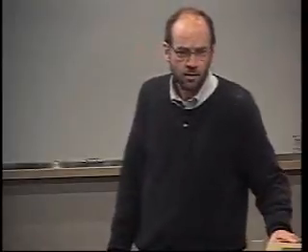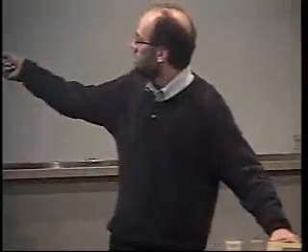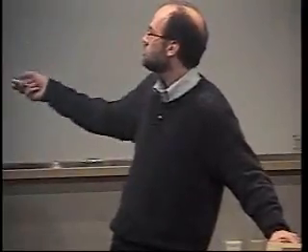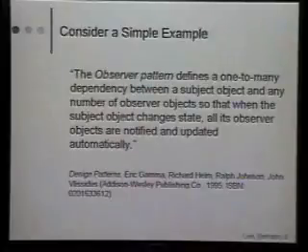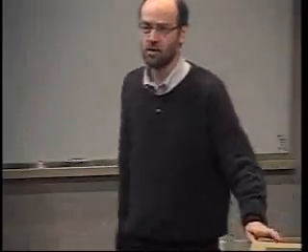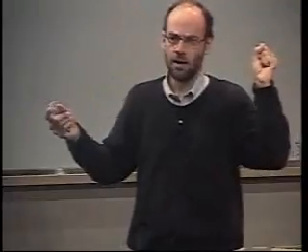It has essentially a catalog of a bunch of very commonly used design patterns in object-oriented software. And one of the very first and simplest patterns in the book is the so-called observer pattern. This is a direct quote from the book, which describes it as a one-to-many dependency between a subject object and any number of observer objects, so that when the subject object changes state, all of its observer objects are notified and updated automatically.